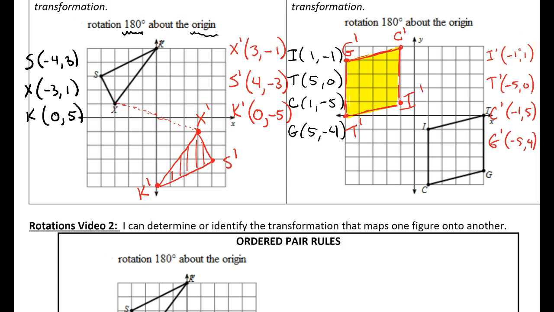One of the things that you can see here is if I pick any point, so let's pick point C, and connect point C to the origin, and then I connect point C prime to the origin, we can see that it makes a straight line. So what you want to try and picture is, I'm going to take this whole image and connect it by this line here, and then I'm going to rotate it up to over here. So I've rotated it 180 degrees.